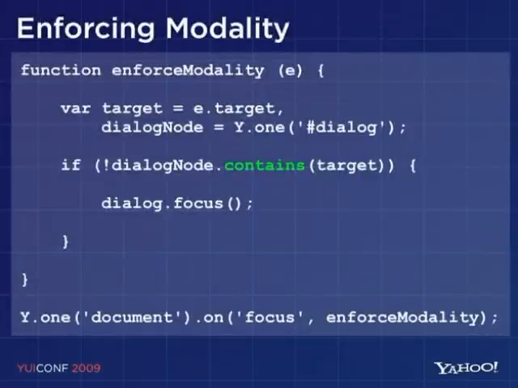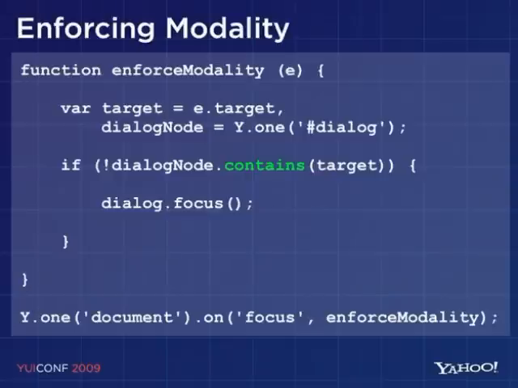And so this makes it really easy to enforce modality on our dialog if we revisit that example. In this case, when we show that dialog, we're going to instrument some code like this. I actually have a little syntax error here. That should be Y.one('document'). So we're going to get a reference to the top-level document node in the DOM. We're going to bind a single focus event listener to that top-level element. That allows us to listen for focus in the scope of the entire document.